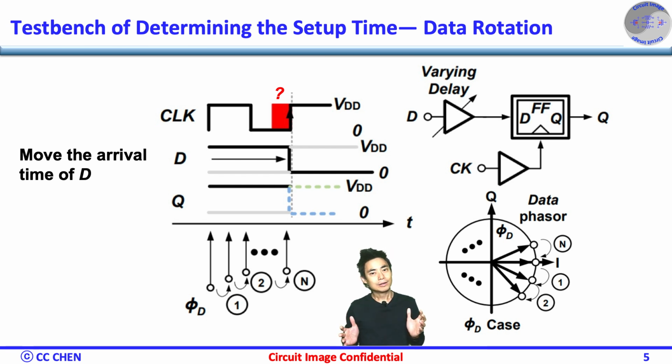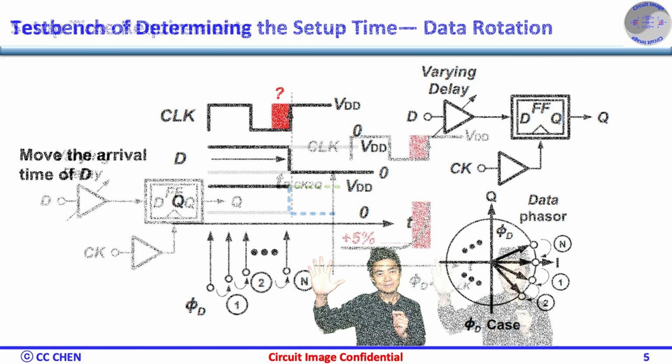Again, from the arrival time versus the clock-to-Q delay, can you identify what the setup time requirement is? Think about the constant clock-to-Q delay image for 5 seconds.